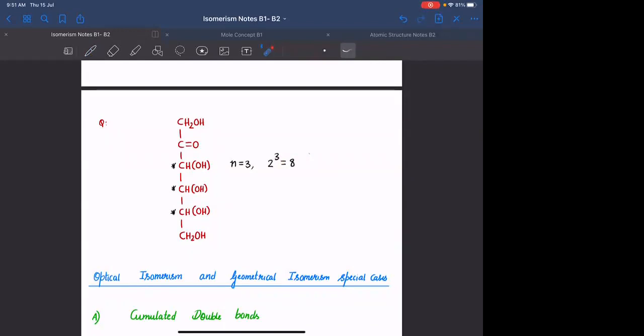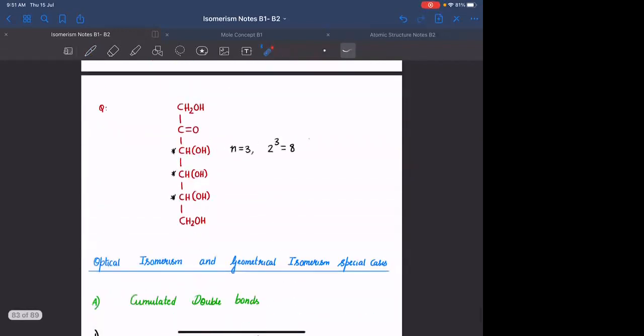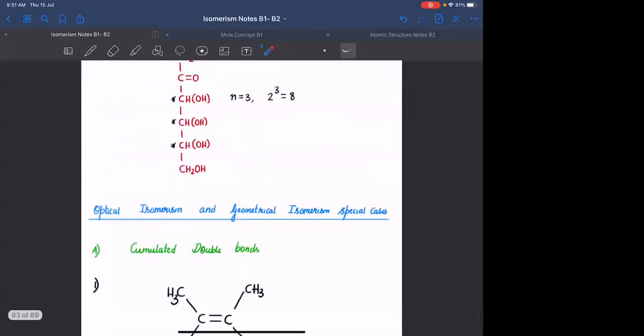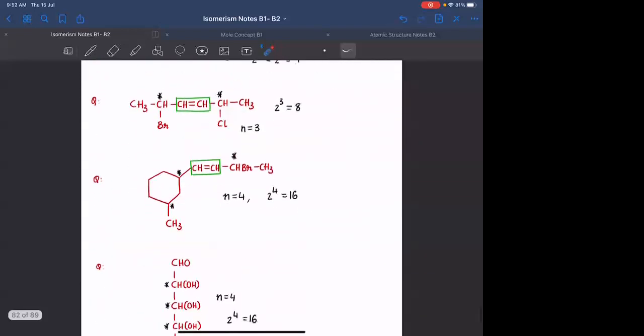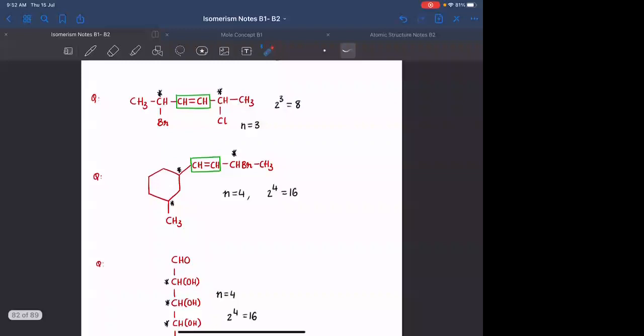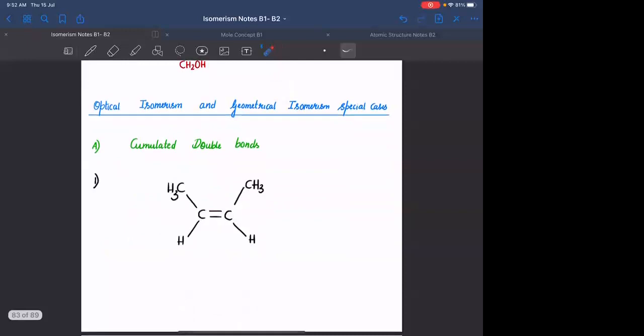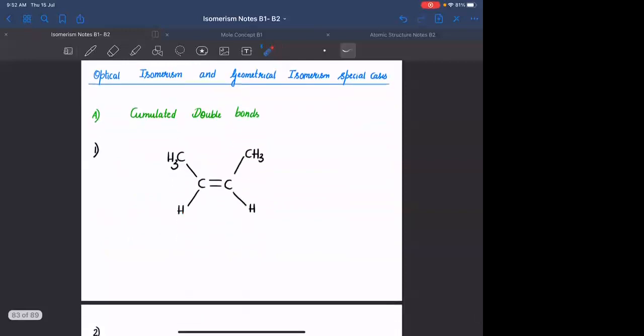Okay. Next, I hope this is clear. In general, you will be given questions which are asymmetric. So don't worry, just calculate the number of stereo centers and use the formula 2 to the power n. Next, optical isomerism and geometrical isomerism. Special cases. These special cases are important for both NEET as well as JEE.